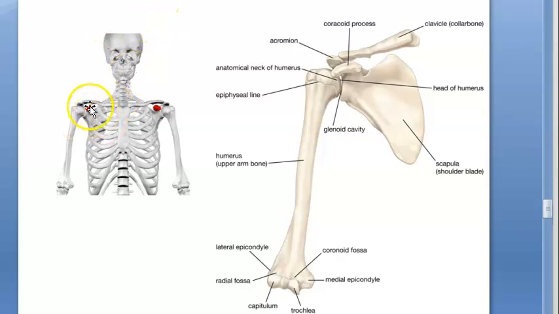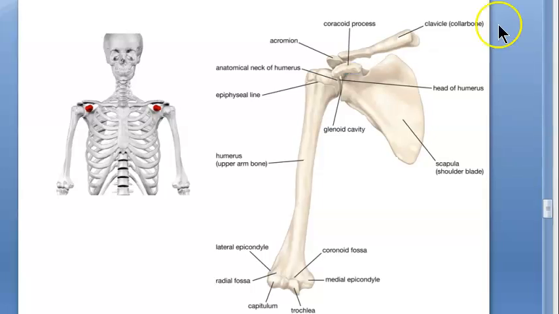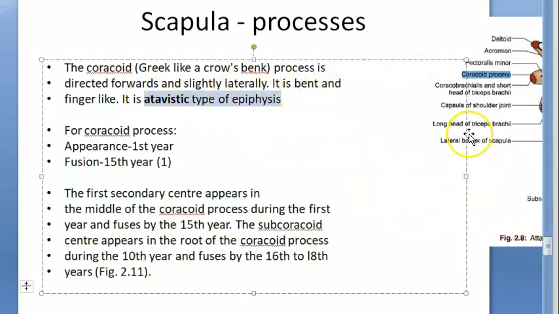So here you can see this portion, this red dot, exactly where it is in your scapula. This is the coracoid process of the scapula. Earlier in our ancestors, this coracoid process was an independent bone, but then it has joined the scapula in humans. That is why it is called an atavistic type of epiphysis. Epiphysis is the end of a bone. The coracoid process is the atavistic type of epiphysis of the scapula.